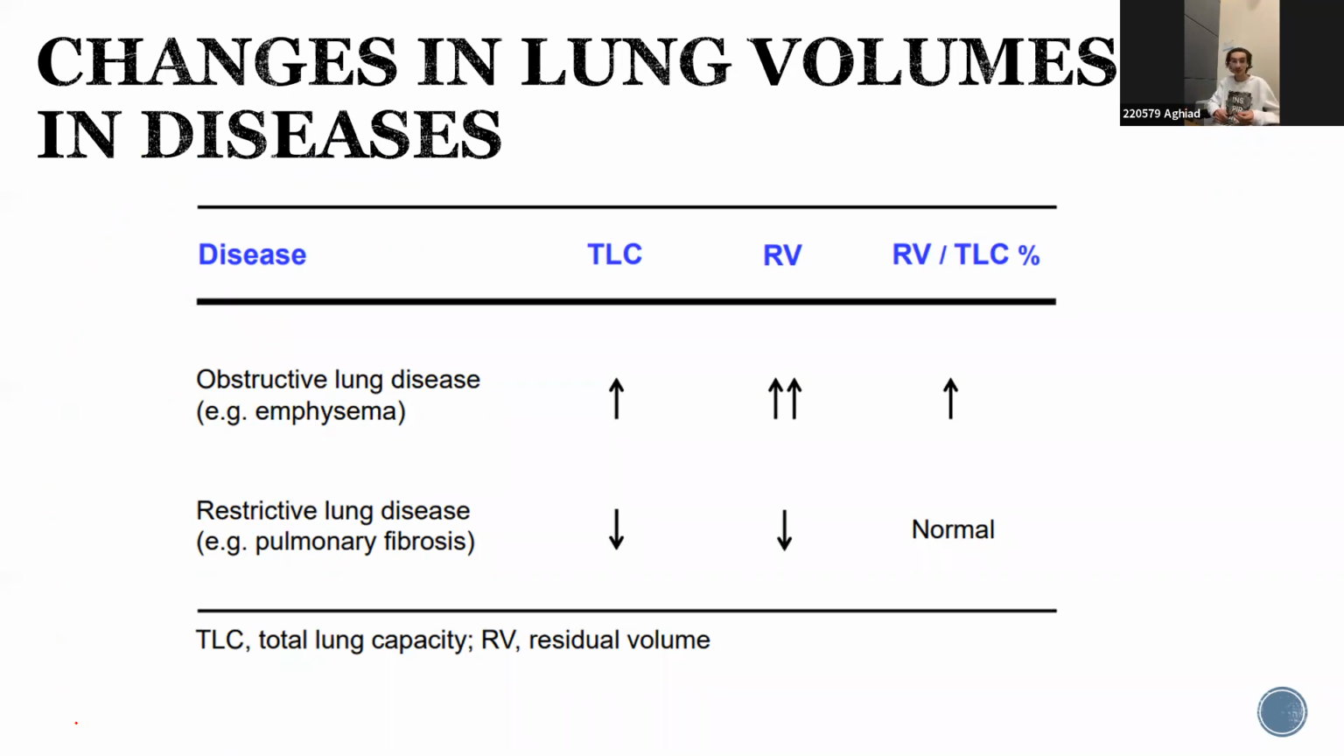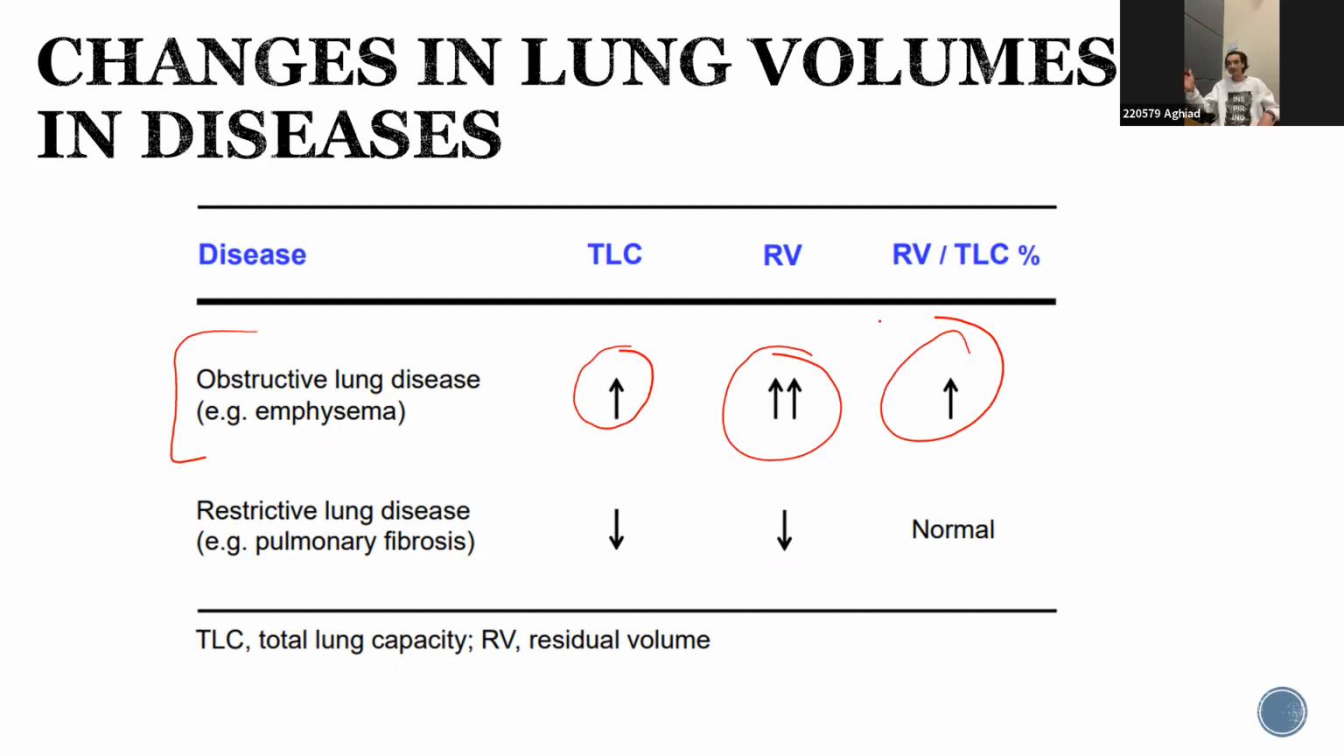Now, changes in lung volumes in diseases. So obstructive lung disease. What can you indicate from that name? That the lungs are being destroyed. And so that would reflect with a higher lung capacity, but a much higher residual volume. And that is obviously pathological, because now the ratio of residual volume to total lung capacity increases.